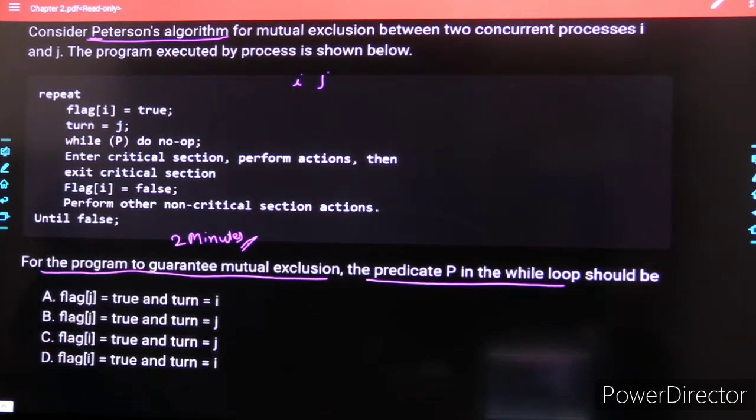As we have executed many codes, guys. For the program to guarantee mutual exclusion, the predicate P in the while loop should be, just reply to me fast, I am giving you 2 minutes. Okay, here.